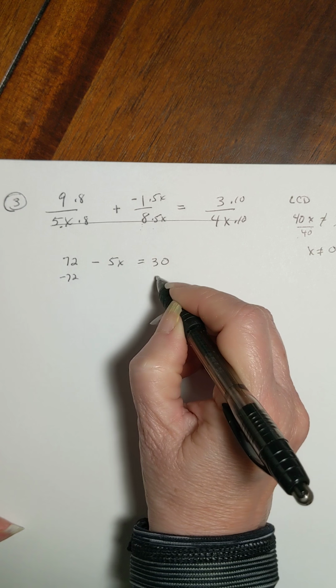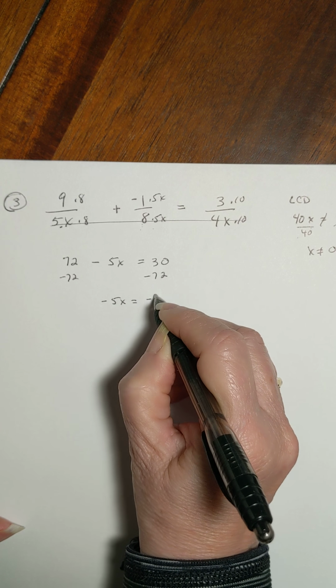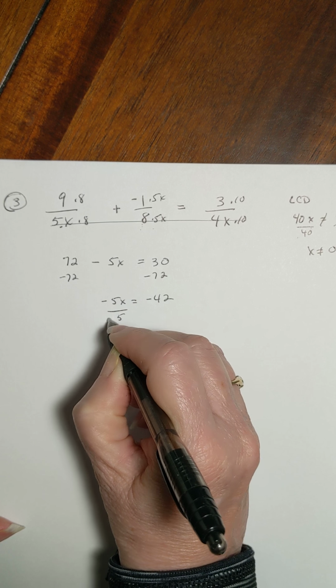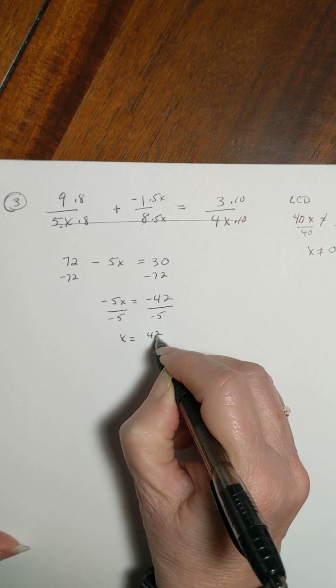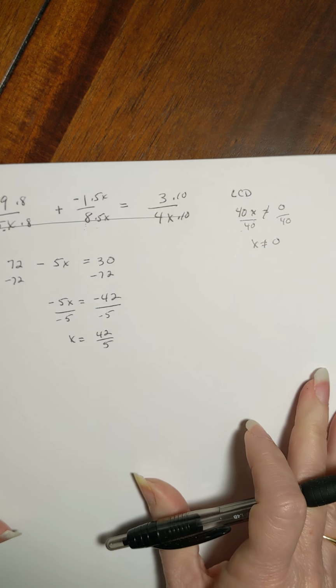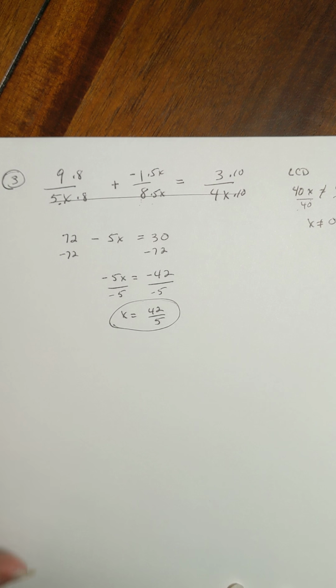Subtract the 72, and I get negative 5x is equal to negative 42, and divide both sides by negative 5. So I get x is equal to 42 fifths. And again, that is not my restricted value, so this is a good answer.